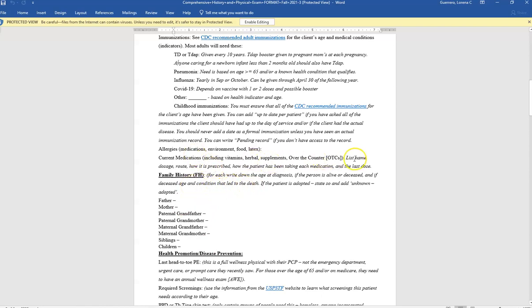You're writing how they're actually taking the medication and the last dose, because sometimes it differs. People that are low income may have a hard time doing this.